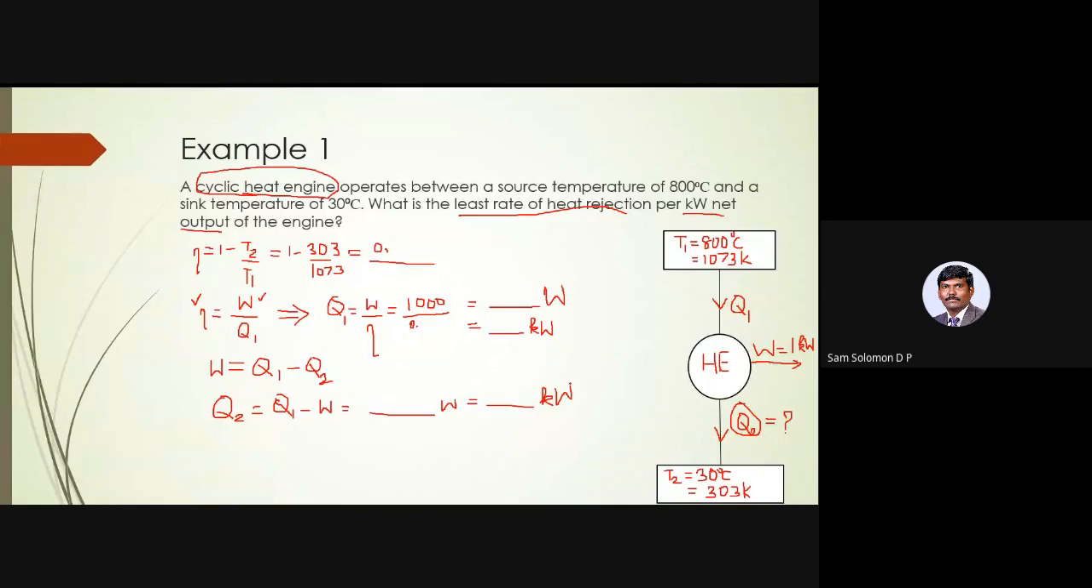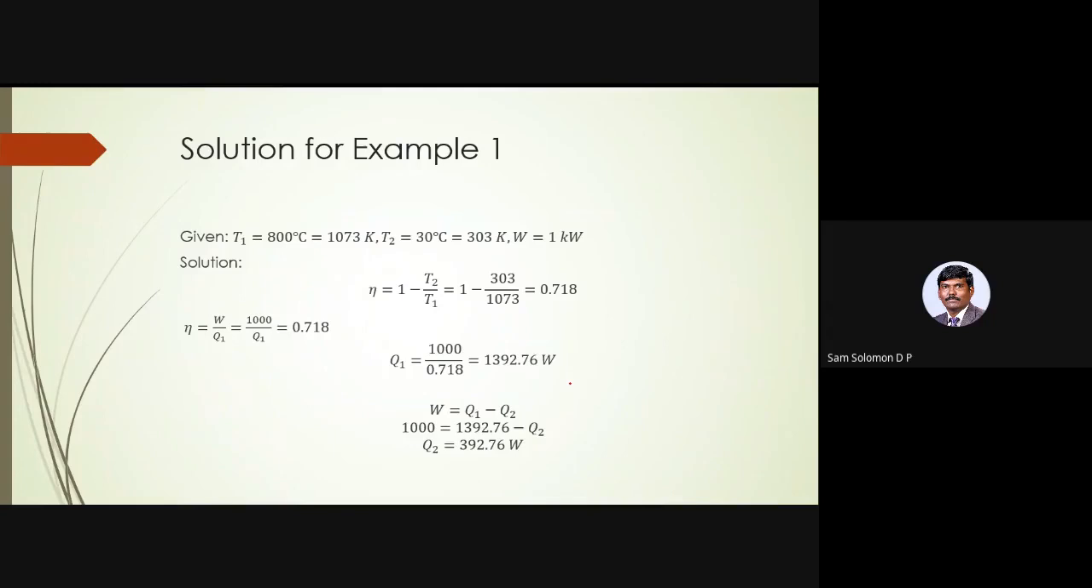So this is a very simple 2-mark question. You estimate the efficiency, you get the value of Q1, and then you get the value of Q2. If we look at the answers, the efficiency here is 0.718. Then we estimate the value of Q1, which happens to be 1.392 kilowatts, and Q2 happens to be 0.392 kilowatts.